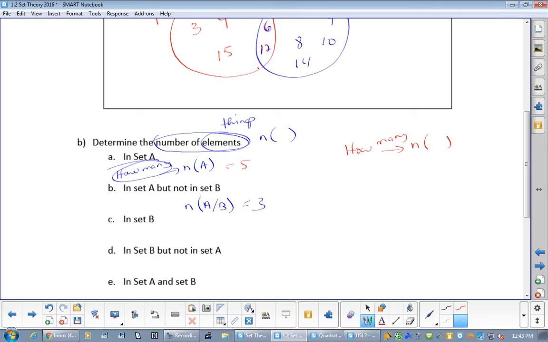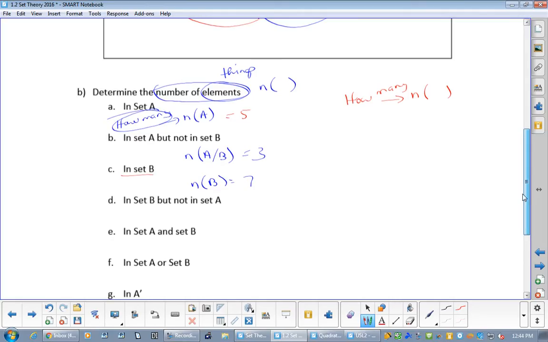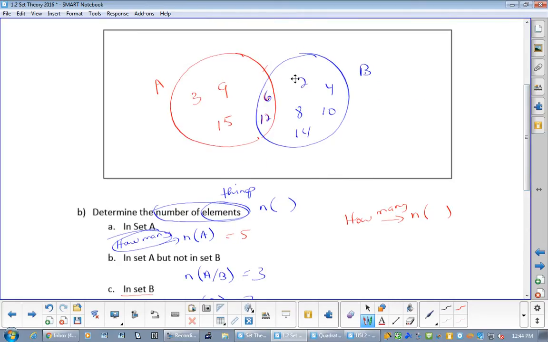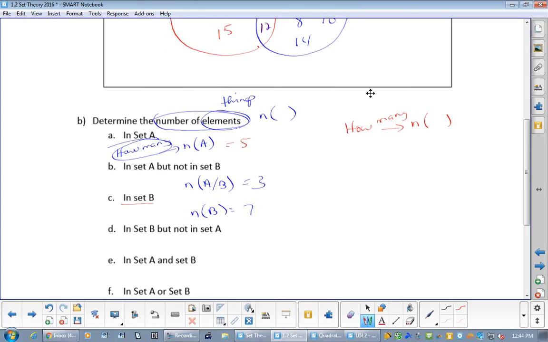Okay, now, how would I write this out? In set B, how would I write out the question? N brackets B, which would be 7, right? Does everyone see where they are? 1, 2, 3, 4, 5, 6, 7. Okay, so now D should be a little bit easier now that you've seen B. In set B, but not set A. So I would write that as N, B slash A. So how many is that? 5.